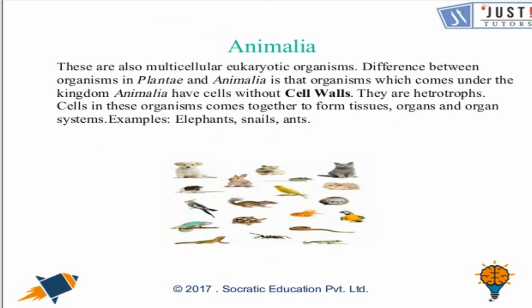Let's move forward and talk about Animalia. All animals are multicellular heterotrophs, and they have multiple cells with mitochondria, and they rely on other organisms for their nutrition and nourishment. So this was all about Animalia.